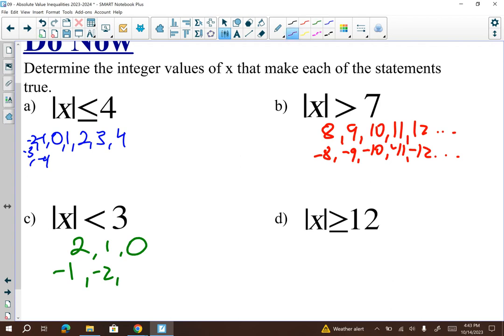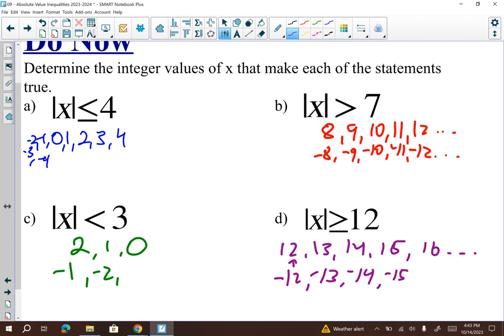Okay. Now let's look at D. Absolute value of x is greater than or equal to 12. So I think it's easy to see that 12 and all our integers greater than 12 are all going to work. What about any negatives? Well, -12 would work. Absolute value of -12 would then give you +12. And all the negative values smaller than -12 would work, because the absolute value of -15 is 15, which is going to be greater than 12. So they would go on like that.